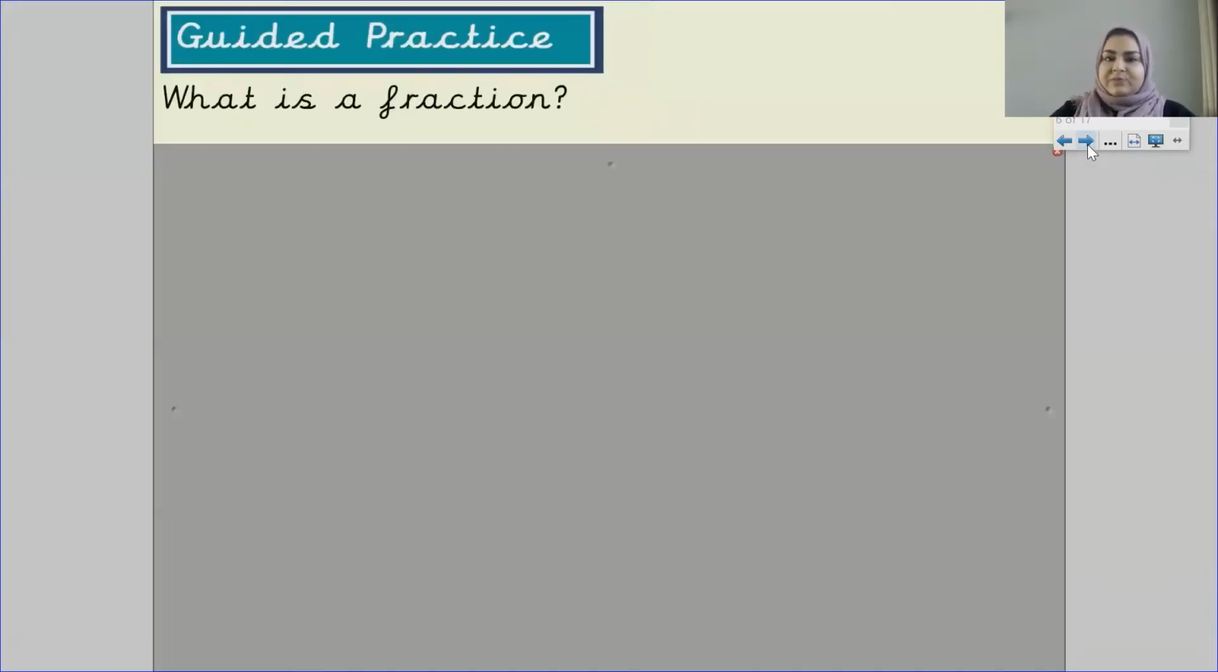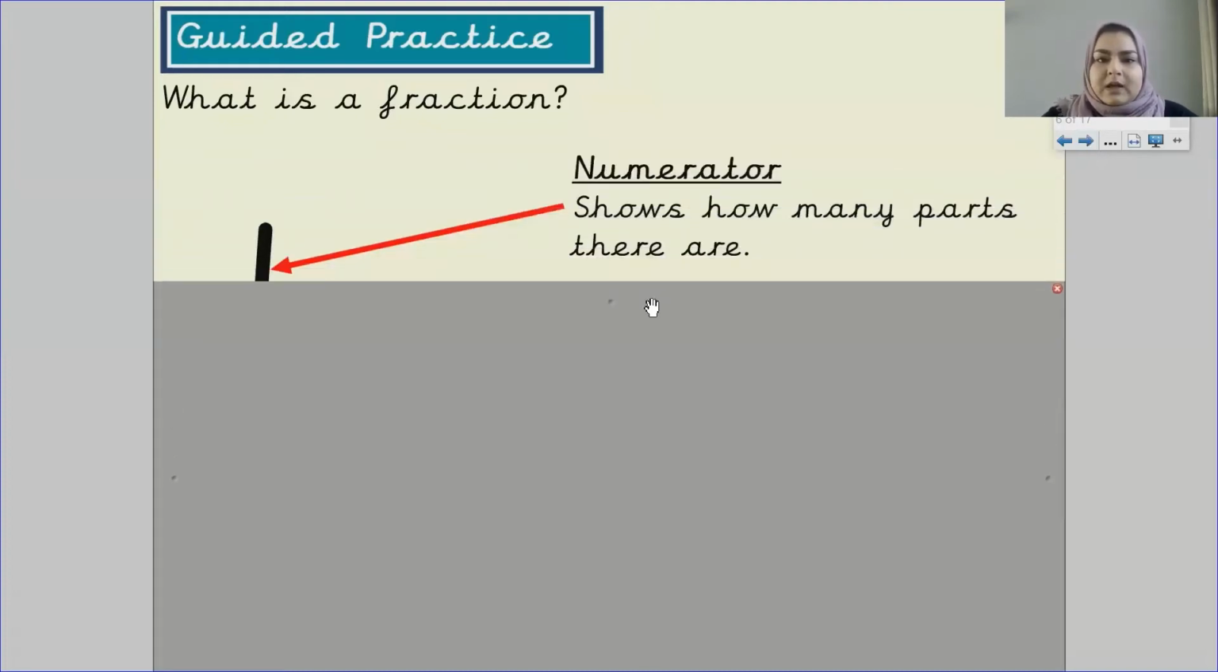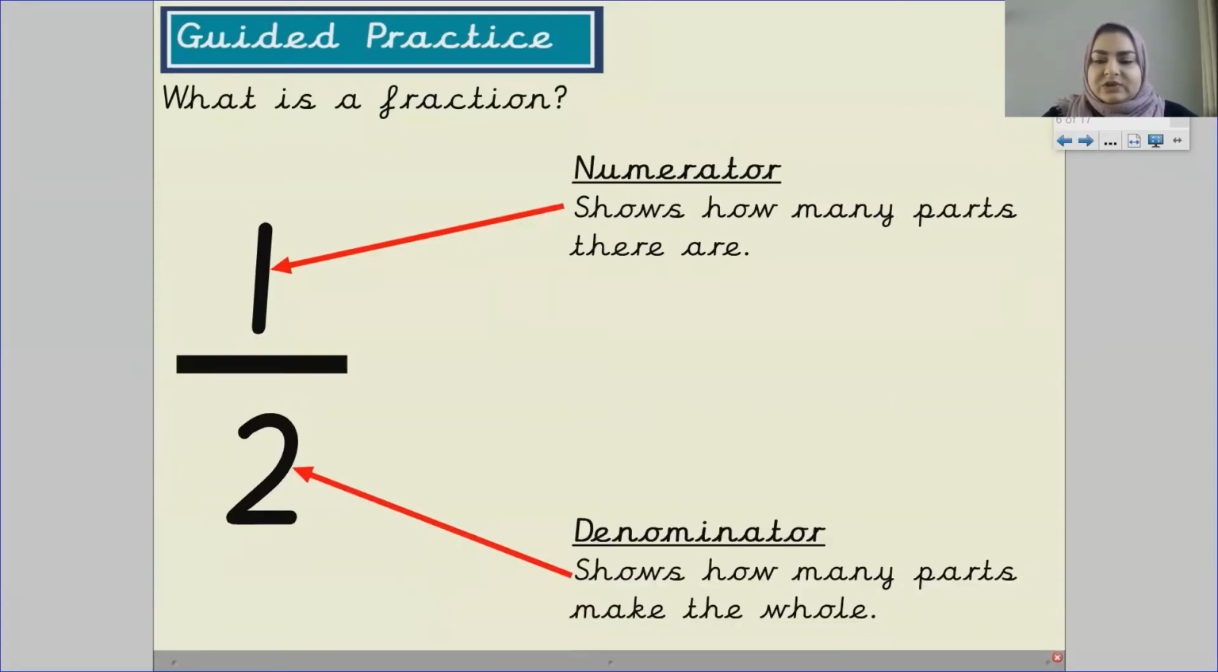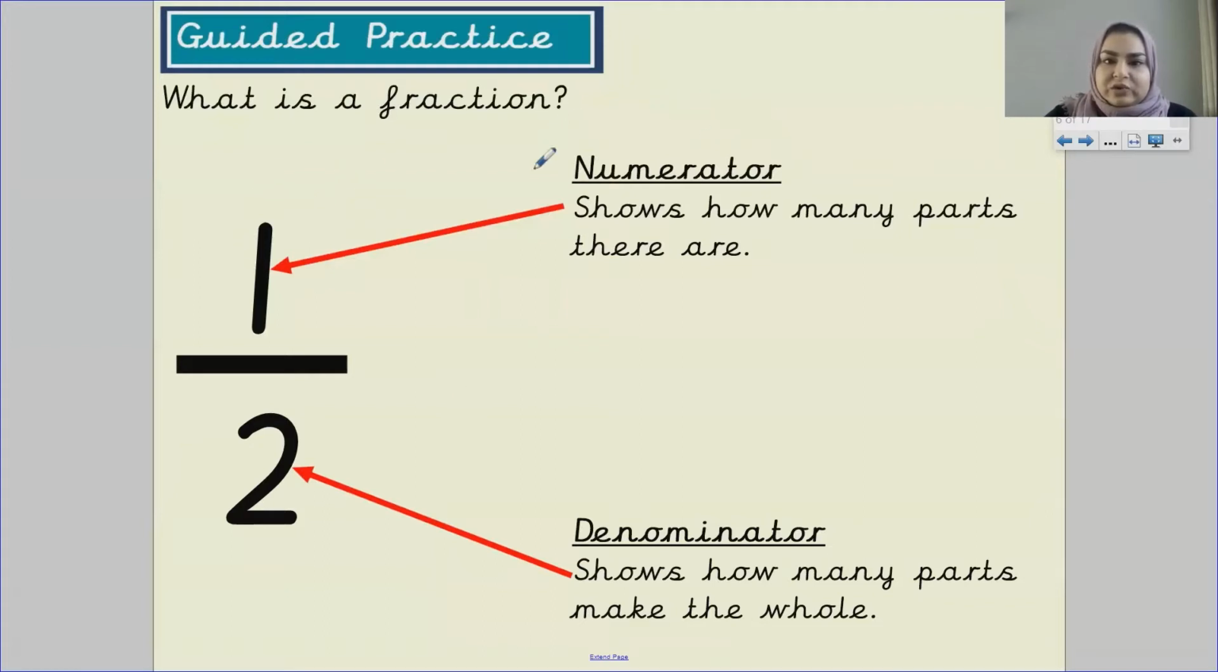Now, our guided practice number 1. What is a fraction? Can you put your thinking caps on and have a good think about what a fraction is? Okay, fantastic. So this is what a fraction looks like. You have a number at the top, which is called a numerator. Then you have a number at the bottom, which is called a denominator. And between your numerator and denominator, you always have a dash. So this is what all fractions look like.